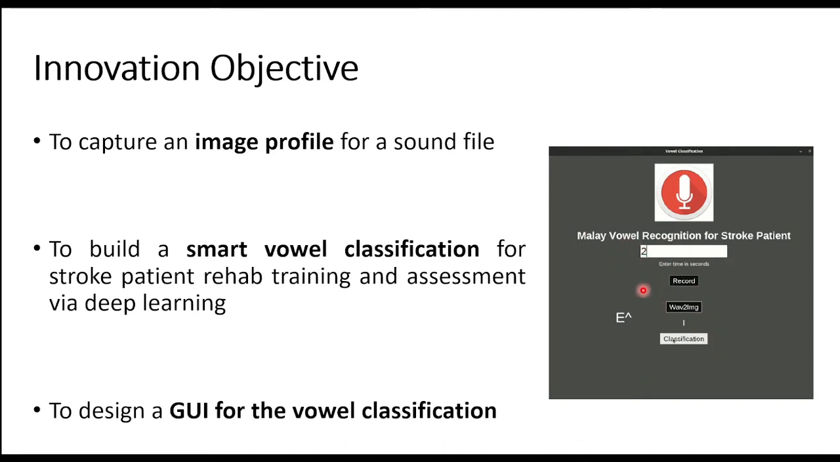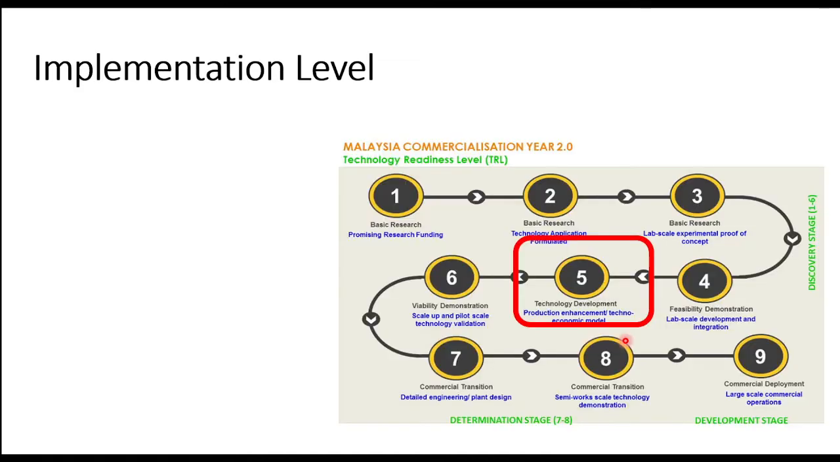When we record the sound file over here, the sound will be transformed by pressing this wave to image. And lastly, after we press the classification button, we will be notified what the sound is classified as, either A, I, U, E, or O.